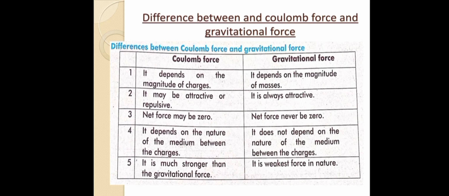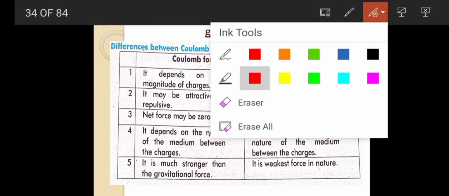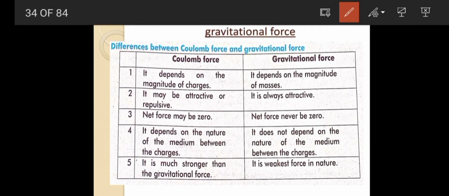Now we will understand the difference between Coulomb force and gravitational force. Coulomb force depends on the magnitude of charges. We always know that Coulomb's force is related to charges. That is why the Coulomb force depends on the magnitude of charges, whereas gravitational force depends on the magnitude of masses. Clear?